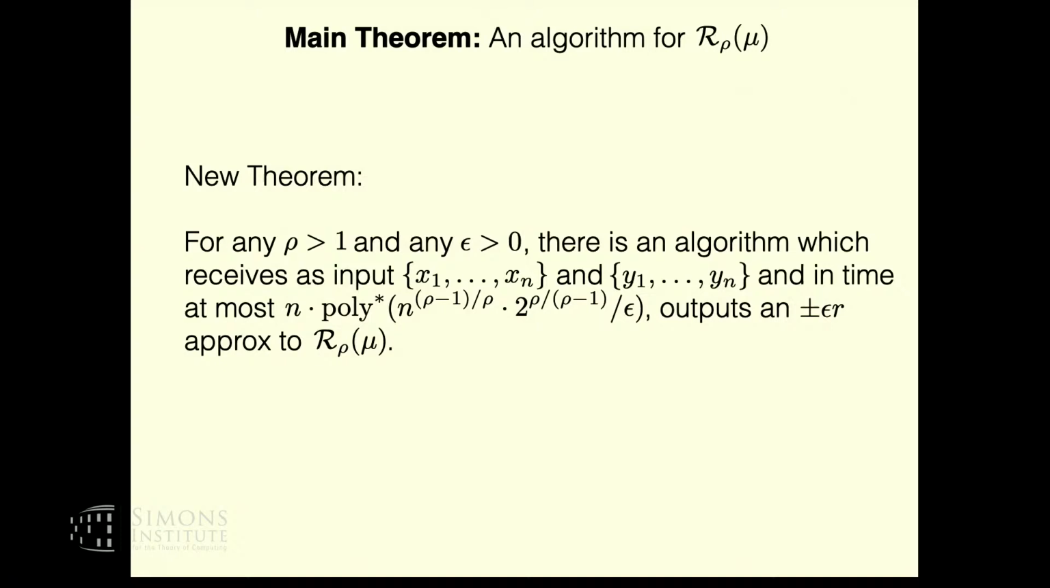Okay. So I'm changing the problem in a few ways. First, and most importantly, I changed the objective. Now, as rho goes to 1, this thing approaches EMD, but my running time is going to blow up because this quantity becomes very small, and hence this exponential becomes very large. But we can approximate up to some plus or minus epsilon r, something that we don't know how to do with EMD.